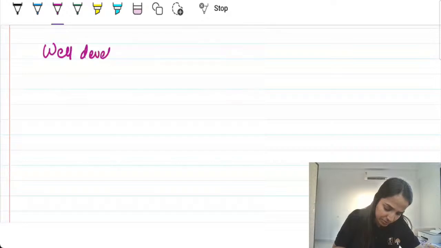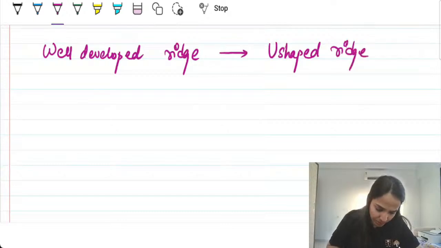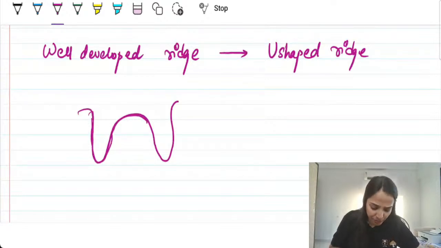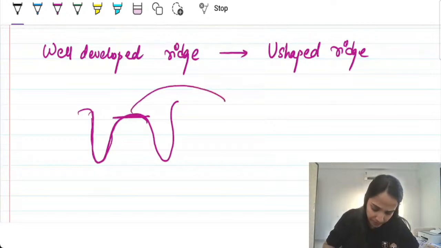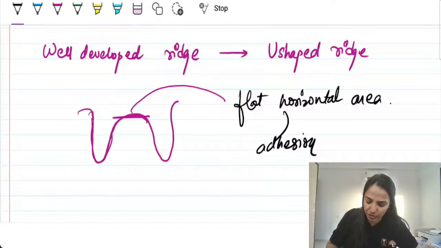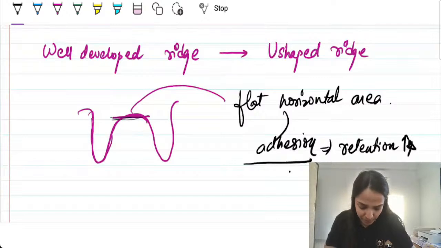A well-developed ridge or a U-shaped ridge, it would look somewhat like this. Could be a high well rounded ridge. It has a good medium palatal vault, and the center of the palate gives an almost flat horizontal area. Now, because it gives a flat horizontal area, it will allow the property of adhesion, hence retention will be excellent. In such cases, you will have very good retention because of this particular region over here.